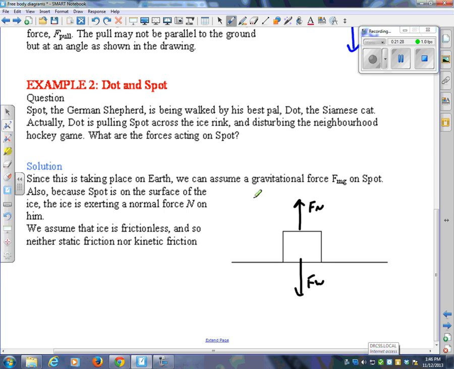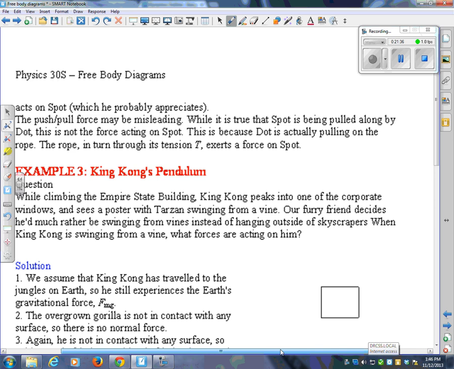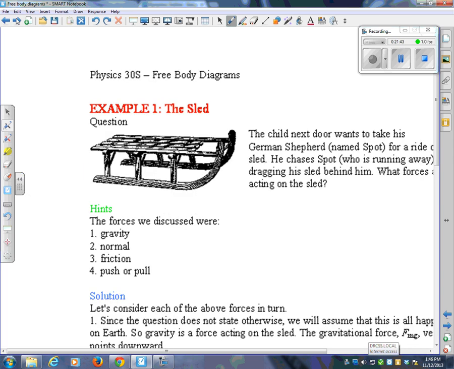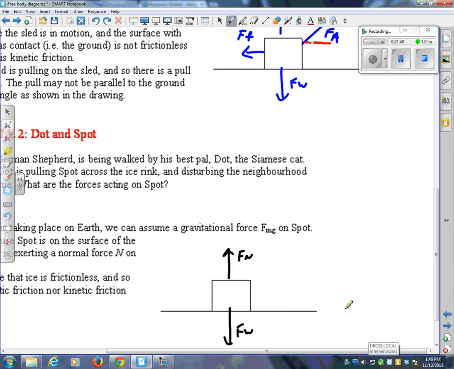Yes, the push or pull may be misleading. While it's true that Spot is being pulled along by Dot, this is not the force acting on Spot. This is because Dot is actually pulling on the rope. The rope, in turn, through its tension, exerts a force on Spot. I think they're splitting hairs there, and I'm not going to worry a whole lot about that. They want you to label it FT or just T for tension. I'm perfectly happy with applied force.